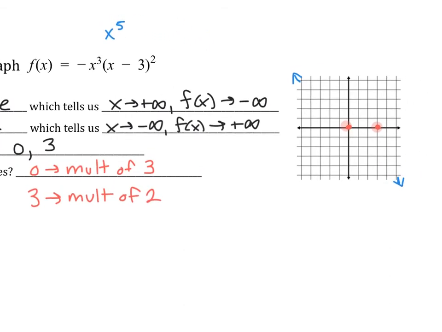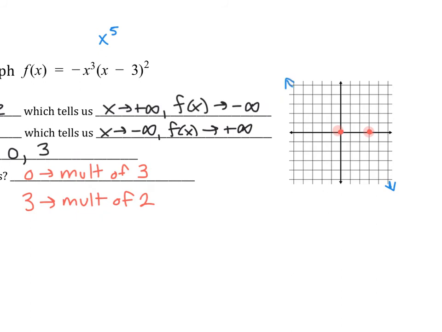So let's see if we can find a way to connect this arrow to this arrow while taking into account these multiplicities. And again, we can only cross our x-axis at these 2 points. So first, let's talk about what happens when we have that multiplicity of 3. So we haven't done an odd multiplicity yet. So for an odd multiplicity, our graph is going to slow down, and it's going to kind of flatten out as we approach the point, but it will continue on through. So it will actually cross over your graph.